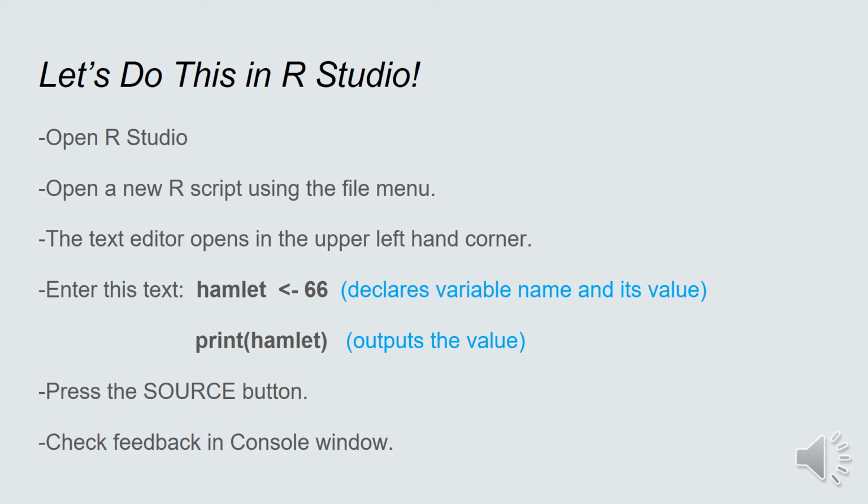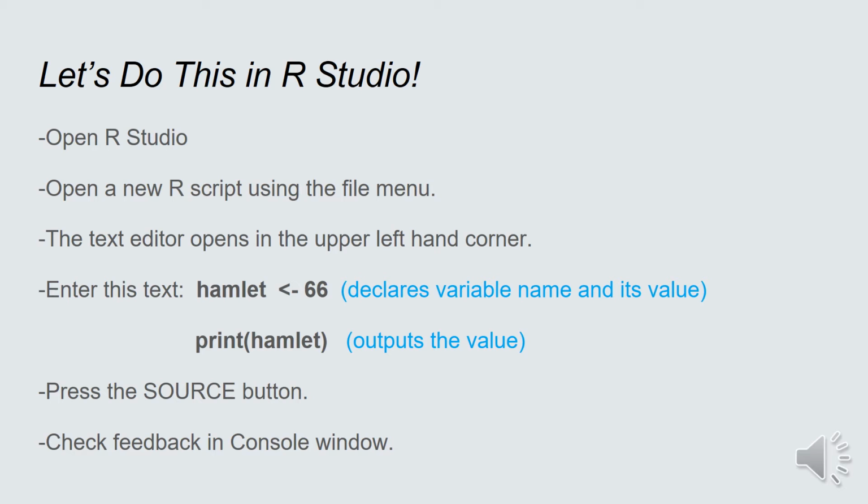We enter the text Hamlet, space, angle bracket, angle bracket hyphen, space 66, for Hamlet equals 66. That will declare the value of 66 for Hamlet. Then we're going to print Hamlet out using the print command, and that will echo back the value of Hamlet to us. It won't print out the word Hamlet, it will print out the value of Hamlet, which is 66.